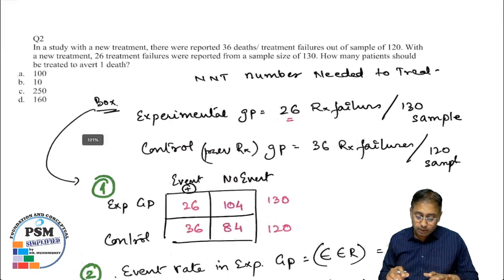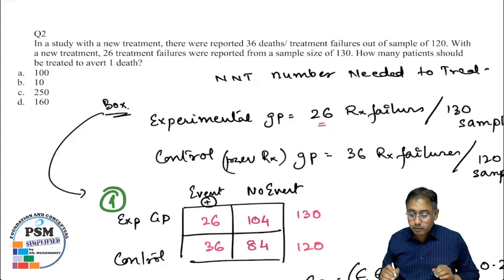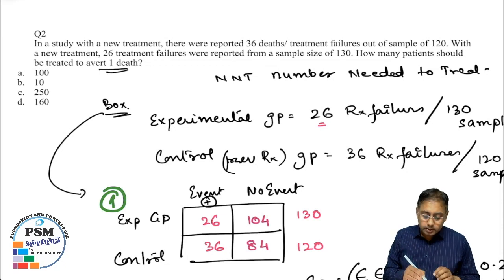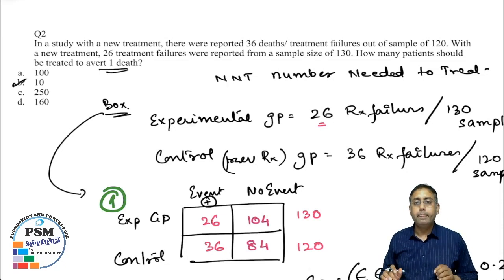So, in a study with a new treatment, there were 36 deaths, treatment failures reported out of a sample of 120. And with the new treatment, 26 failures were there. How many patients would be needed to treat to avert one death? The answer is pretty simple. We have done it. The answer we have deduced is number 10.